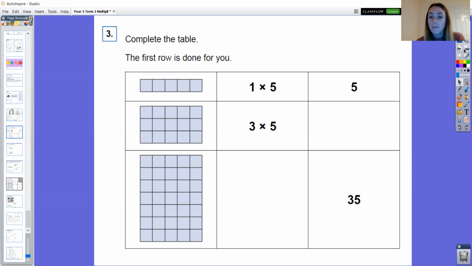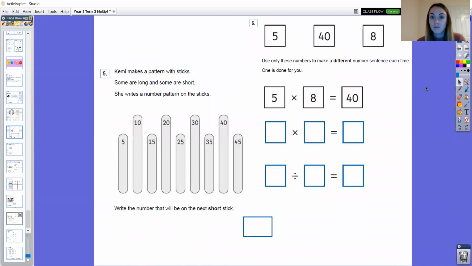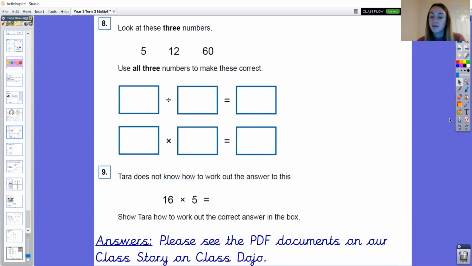So number 3, but you will find these in the PDF document on the class story on our Class Dojo, if that's easier to refer to. And number 5 and number 6, number 7, and number 8 and number 9. And the answers were going across multiple pages. So instead of me adding them to this flip chart, please see the PDF documents on our class story on Class Dojo so that you can review your learning with the adults supporting you at home.